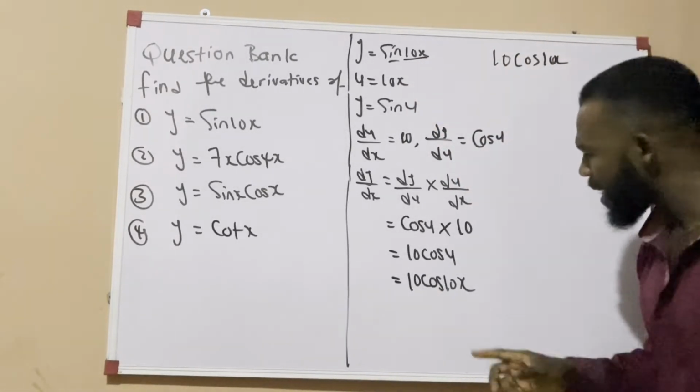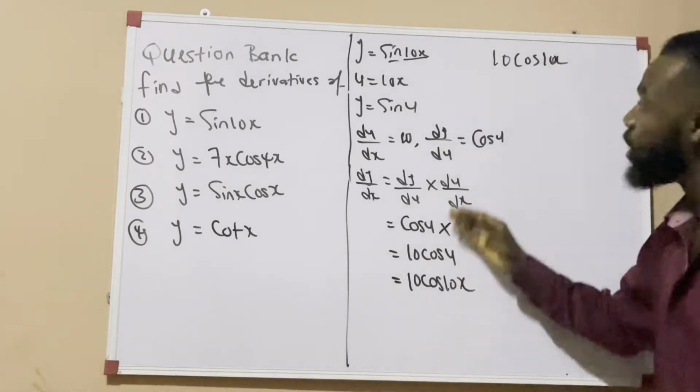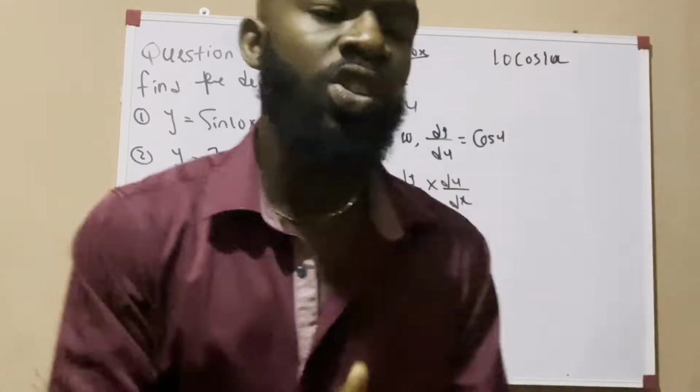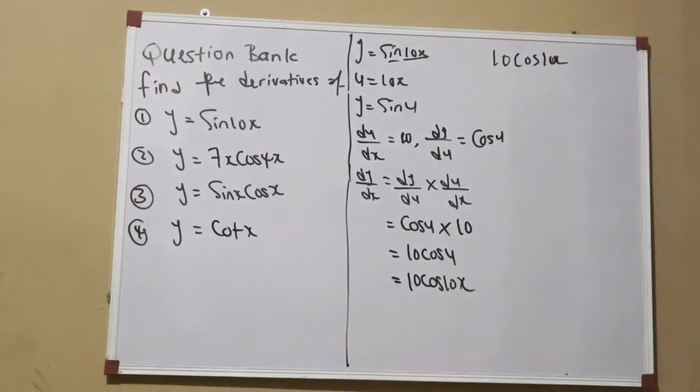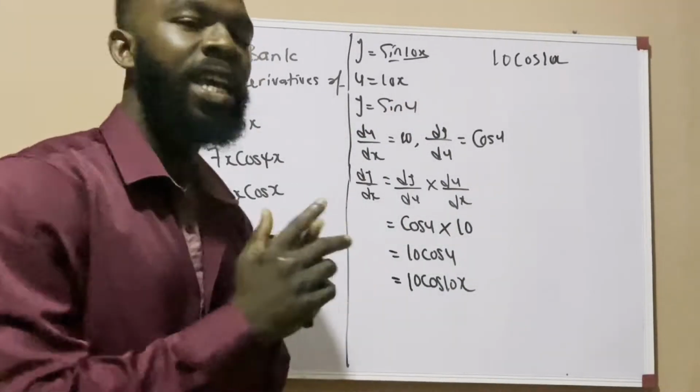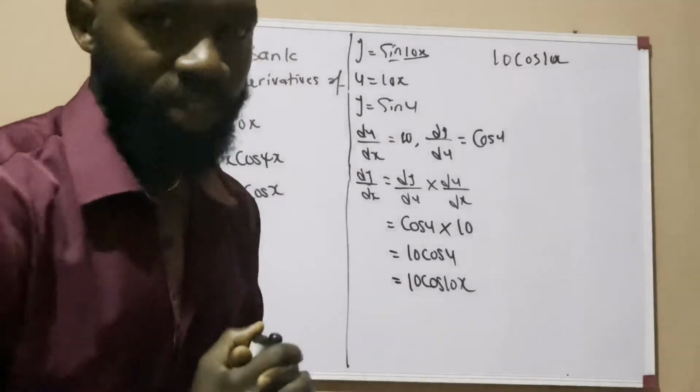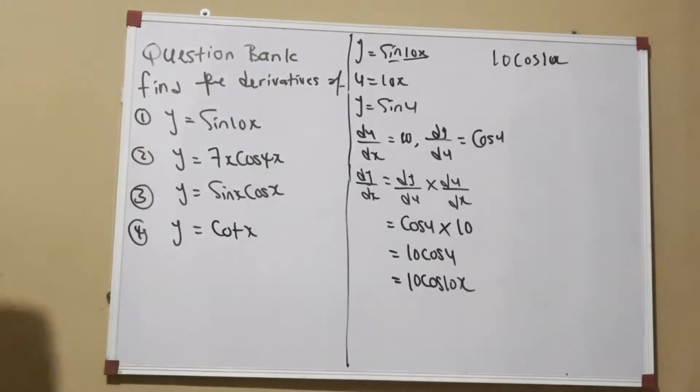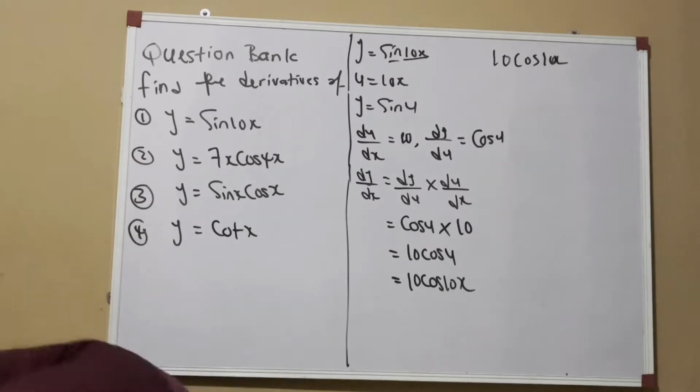So you will see that the answer we got when we used chain rule and the answer we got when we used the shortcut is the same. Any of these methods you can apply in solving this type of question, and you will still get the same answer. Without wasting time, let us go to question number 2.